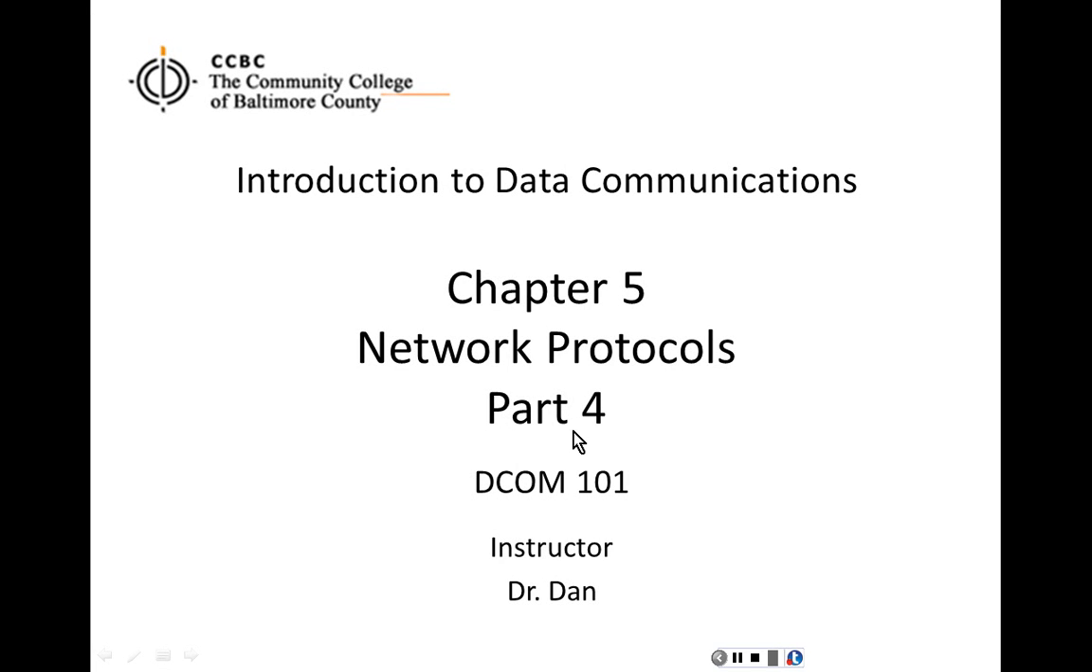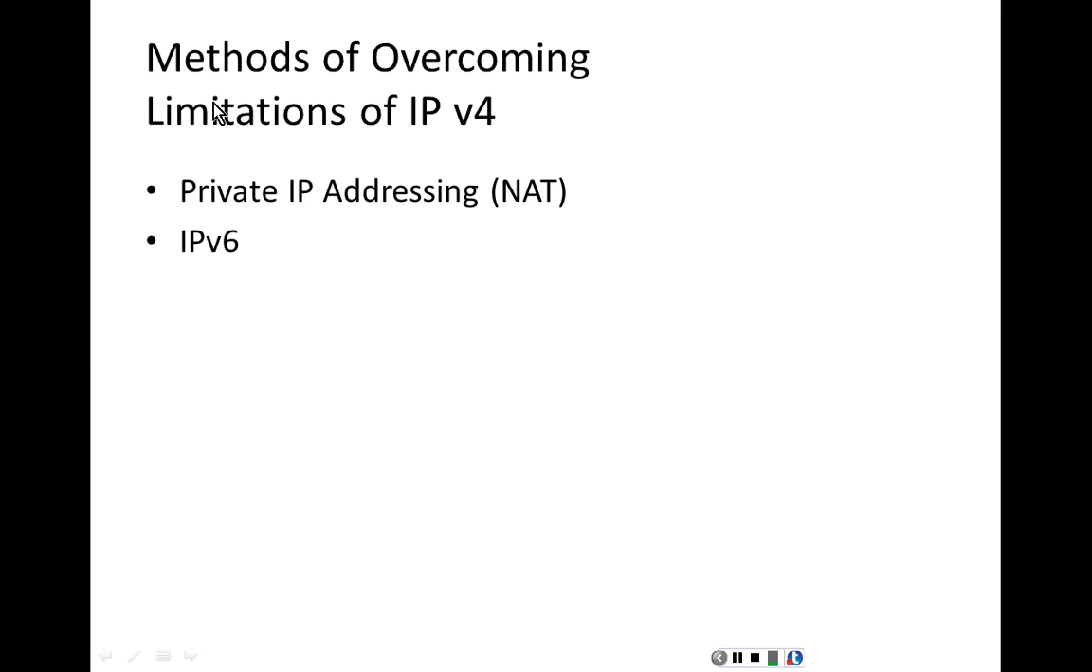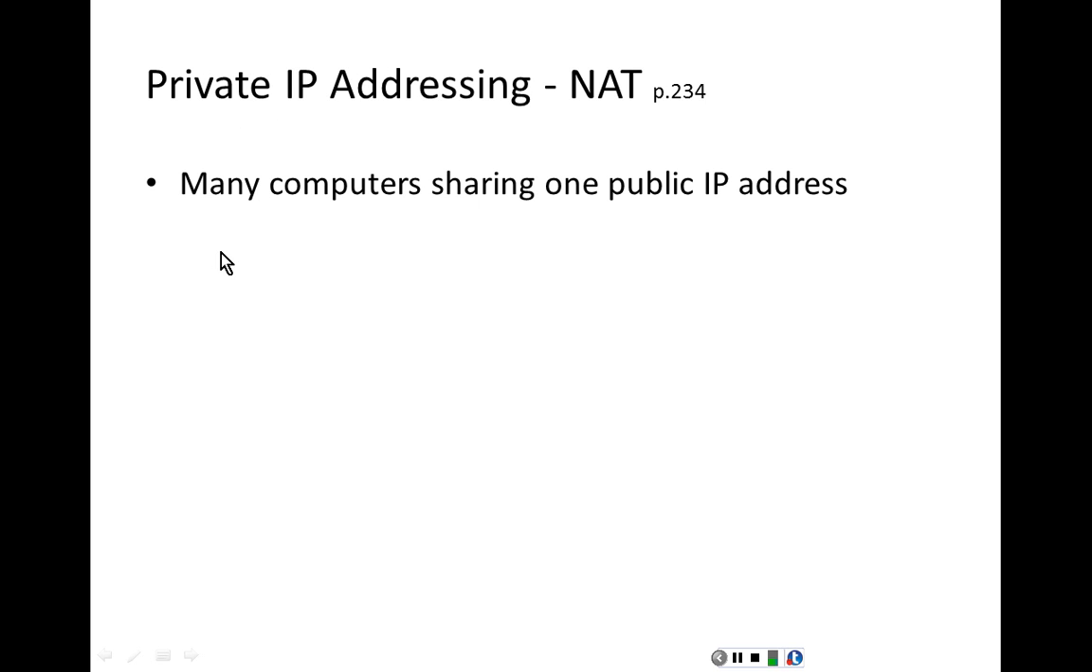We are on part 4 of chapter 5, and in this section we are going to discuss methods of overcoming the limitations of IP version 4. We will discuss private IP addressing, also known as NAT, Network Address Translation, and we will look at IPv6. Private IP addressing, NAT, is where many computers can share one public IP address.